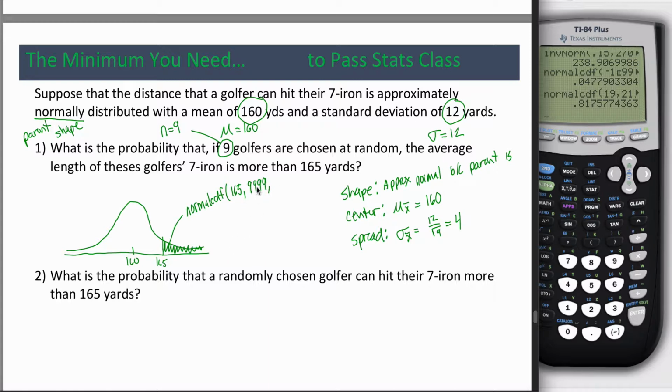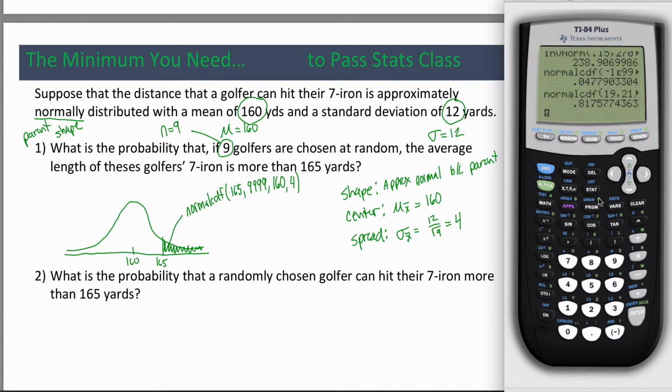Bunch of 9s, E99, whatever you want to do, I don't care. Then put mu sub x bar, which is 160, and then sigma sub x bar, which is 4. Type that into your calculator. It'll spit out an answer for you. That answer will answer the question.